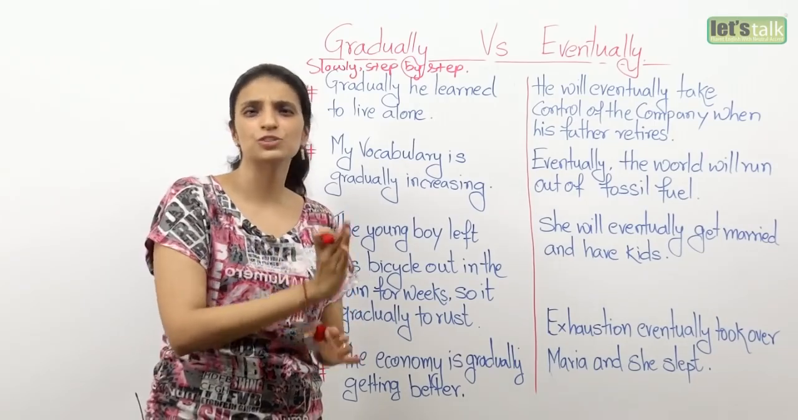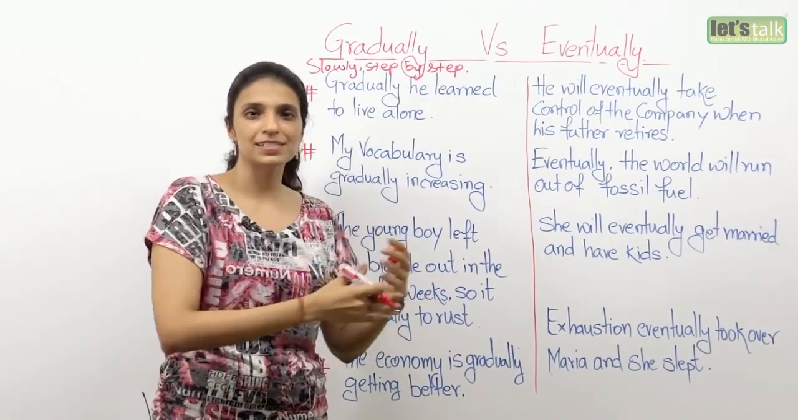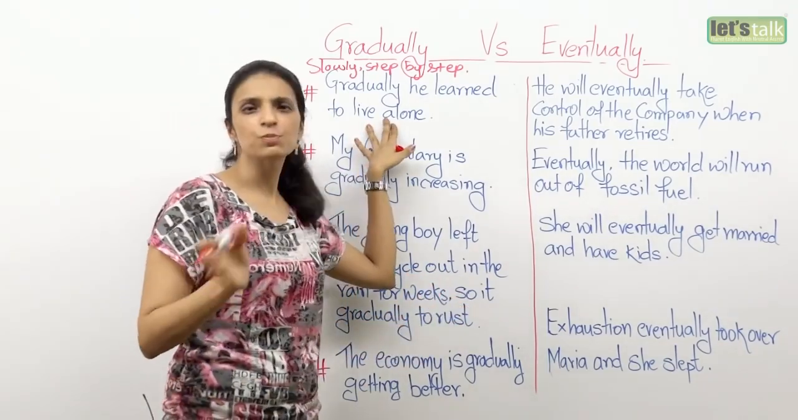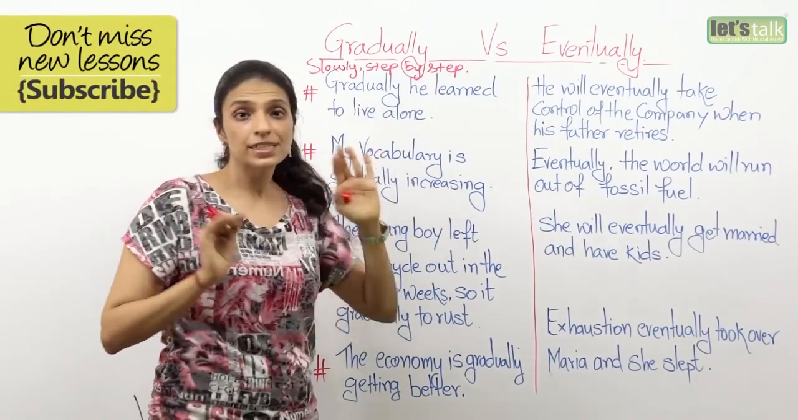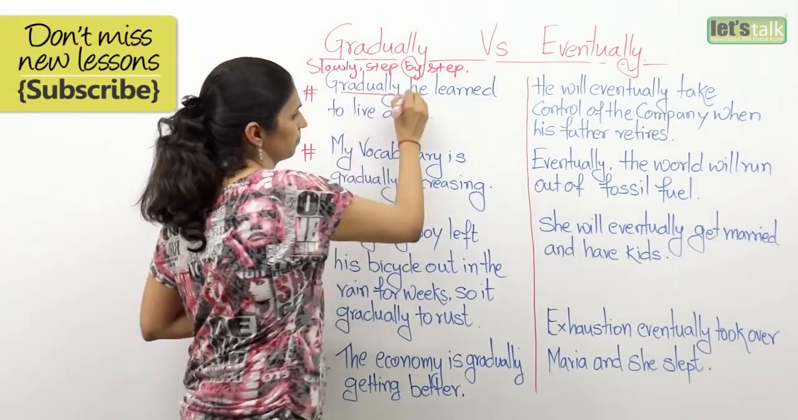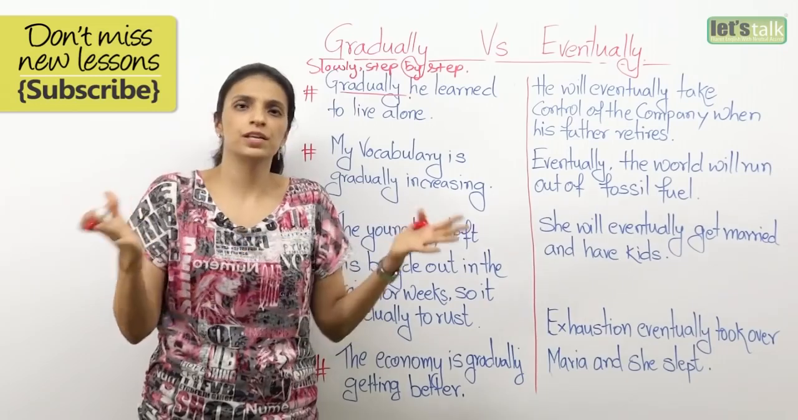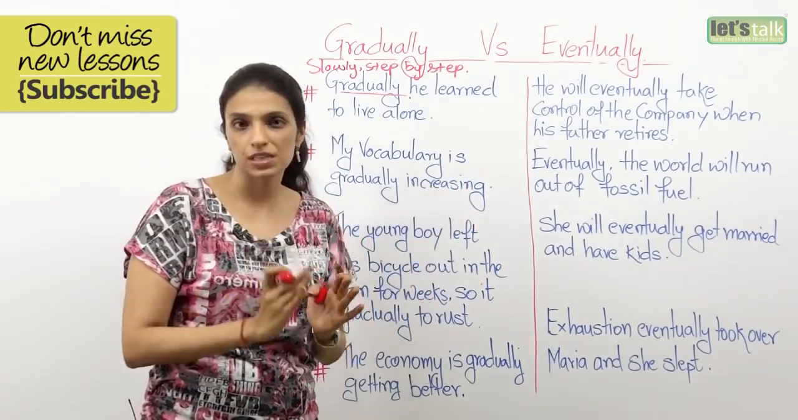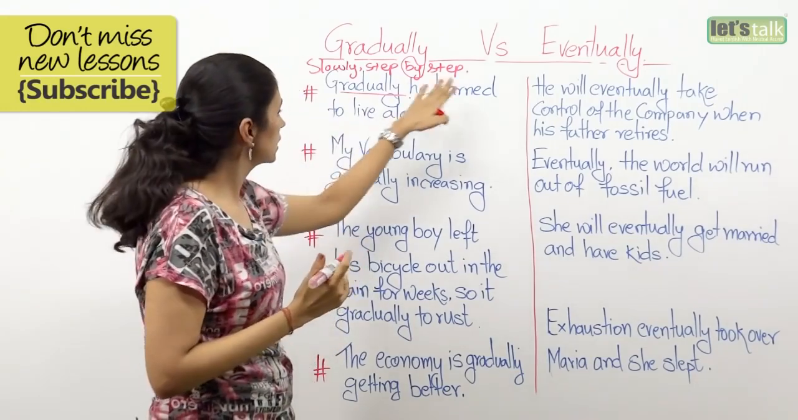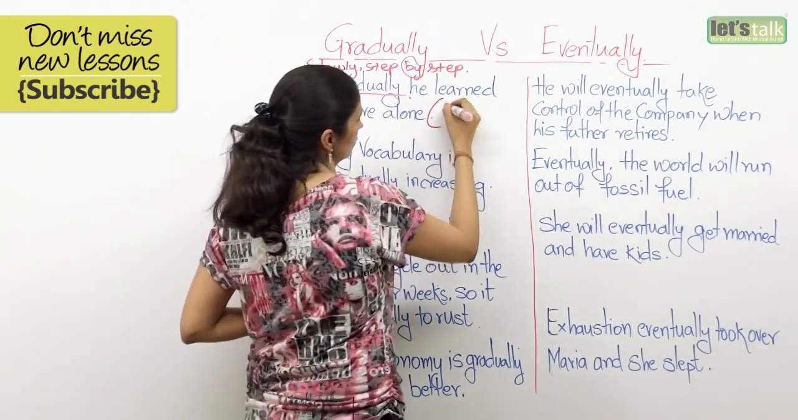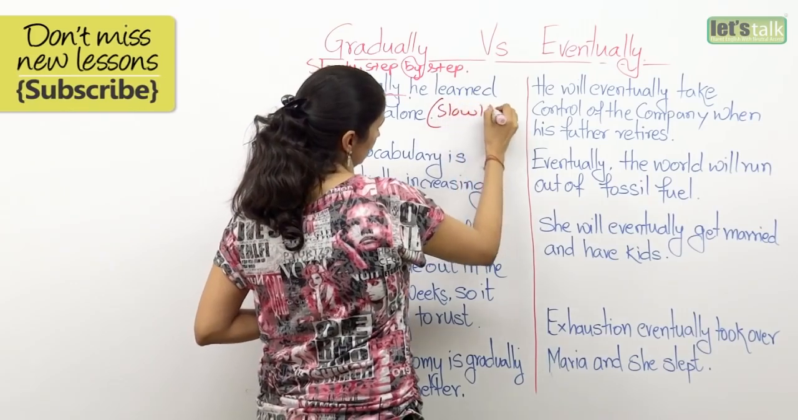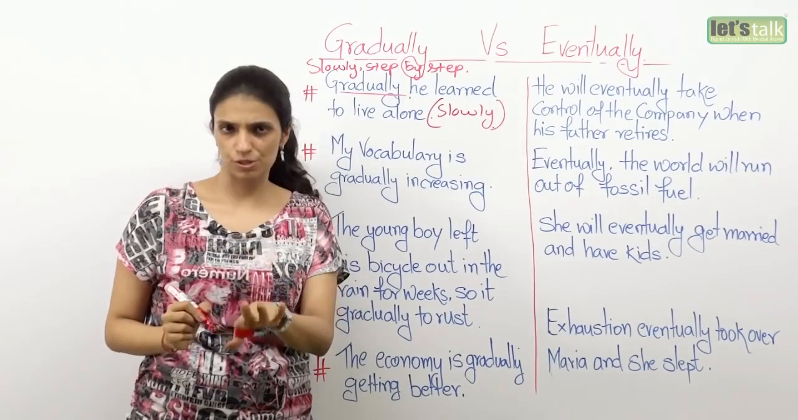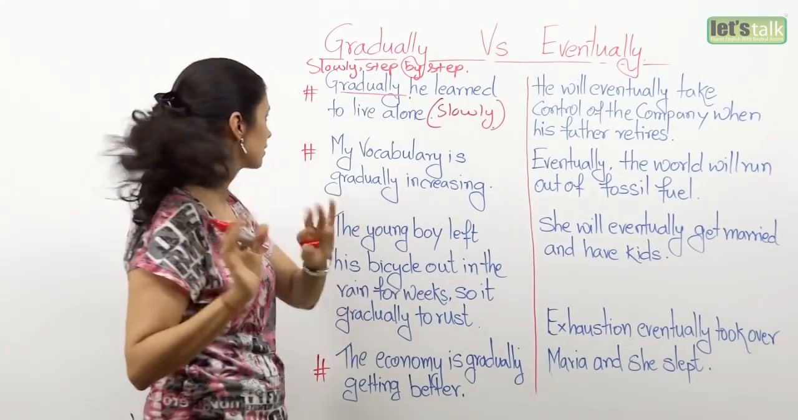So as days pass, you get busy and you have less time to miss your family. Not that you don't miss them, but still it's a slow process of getting used to it. So I tell you, gradually, slowly. Okay, it's not like one fine morning he woke up and he said, okay, I no longer miss my family. No, gradually. So it's a very slow process. Gradually he learned to live alone. Okay, that means it took him time to live alone, but he did.